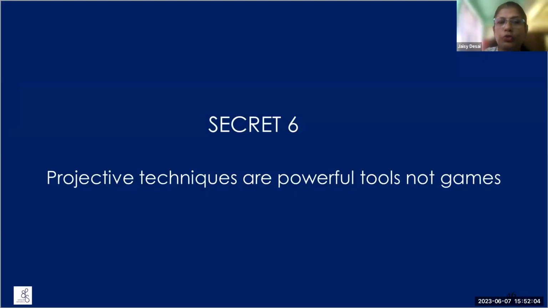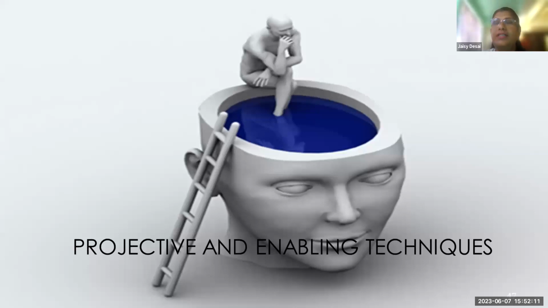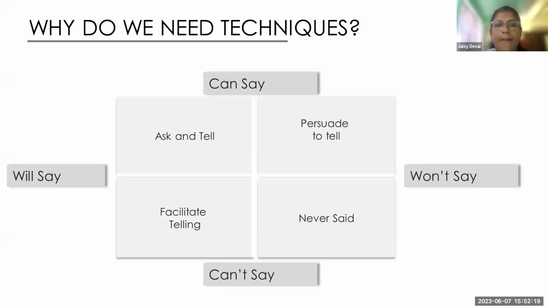And then we come on to projective techniques, which are powerful tools. They're not really games; they are tools to unearth the deeper emotional part of the consumer. So there are both projective and enabling techniques. Why do we need these techniques? There are certain things that the customer will say and certain things they can't say. So you have on the vertical axis what they can say and what they can't say. And there's also the whole thing about, I will say this, but I will not say that. So in the customer's mind, they are also thinking like this.